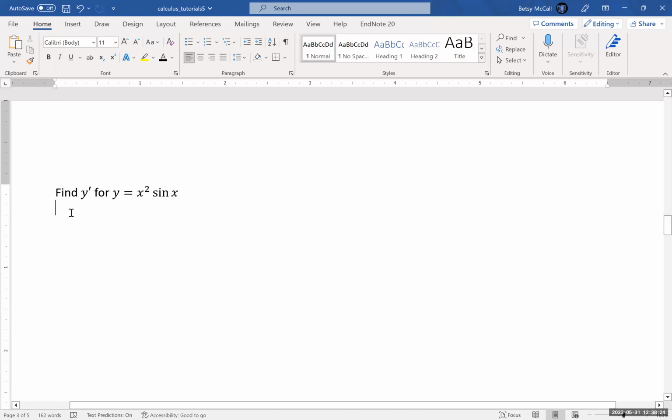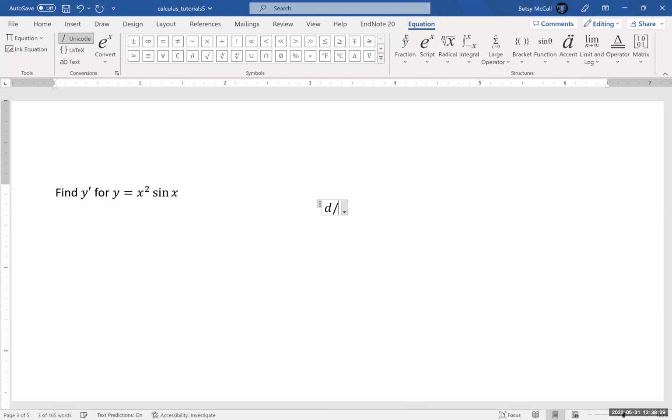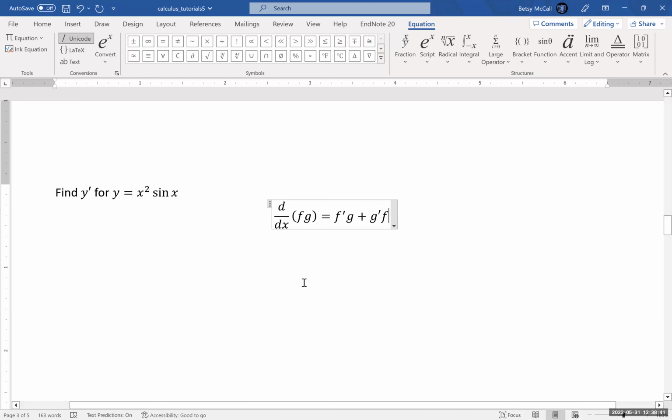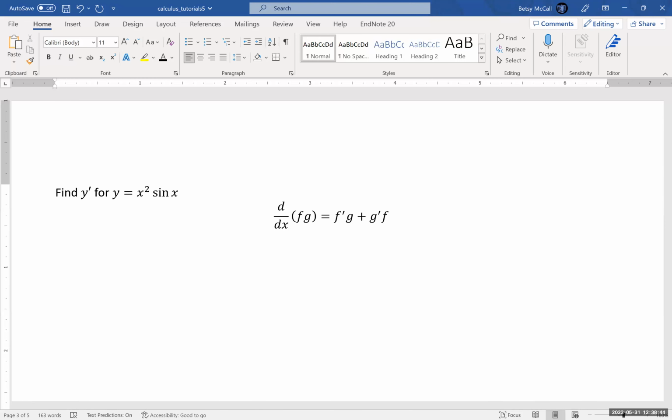So we may remember that the product rule, the derivative with respect to x of f times g is equal to f prime g plus g prime f. And so what we need for evaluating our product rule is we need both the derivative of the first function in our product and its original version, and we need the derivative of the second function in our product and its original version. And so what I like to do is make a table.